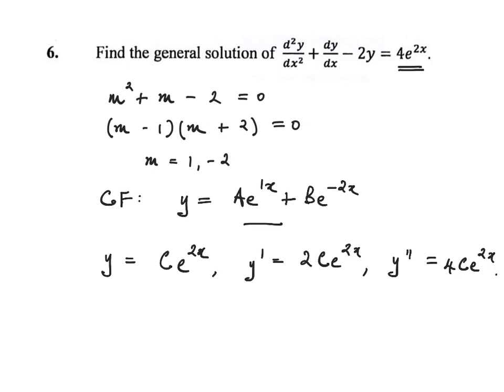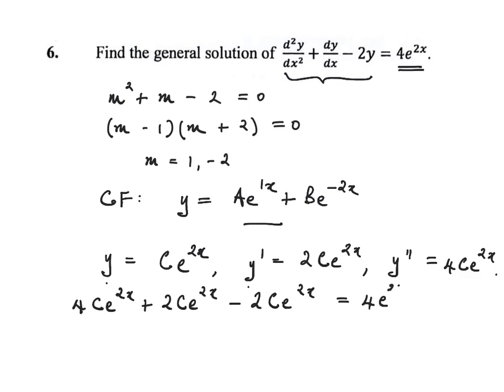Now what we're going to do is to substitute these values y dash and y double dash into this left hand side. So d2y by dx squared, that gives 4c e to the 2x, plus dy by dx, y dash, that's 2c e to the 2x, minus 2 lots of y, 2 lots of c e to the 2x, and that equals 4 e to the 2x. 4 lots of c e to the 2x equals 4e to the 2x, and c then has the value 1.